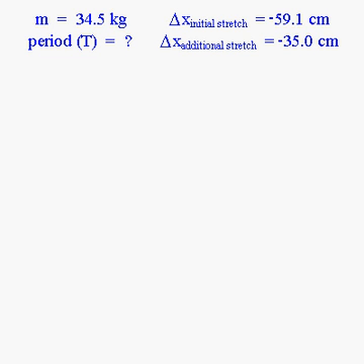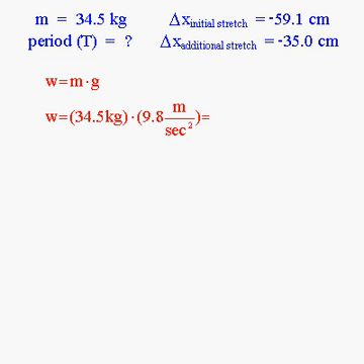When the mass is added to the spring, its weight pulls the spring down, and the spring will continue to stretch until the restoring force is equal to that weight. So let's calculate the weight. Weight equals mass times g. The mass is 34.5 kilograms. g is 9.8 meters per second squared. So the weight is 3.4 times 10 to the 2 newtons.